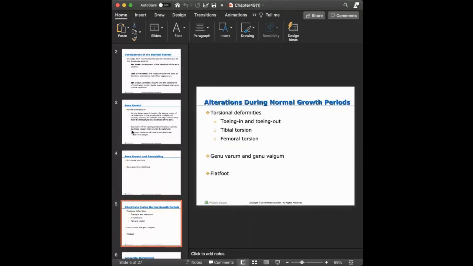Twisting. Torsion means twisting. So torsional deformities are basically where the long bones of the lower extremities are rotated in the wrong direction. So they can be rotated inward, and your patient will have their toes pointed in, or they could rotate outward at the hip, and then the toes are pointed out. And that can happen at the hip, or it can happen at the tibia.